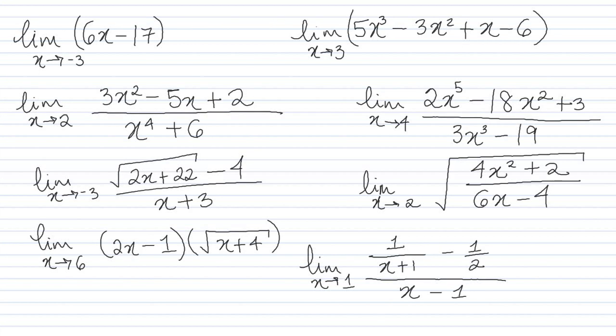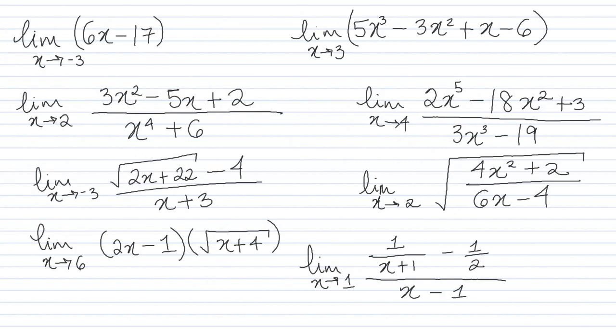So the first question we have is the limit of 6x minus 17 as x goes to negative 3. When you're given a question like this, you're given the function, which is 6x minus 17, and you're given the input value for x, which is negative 3.